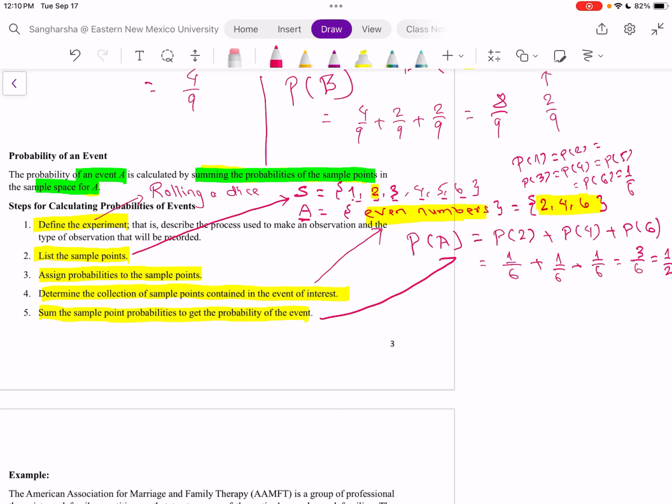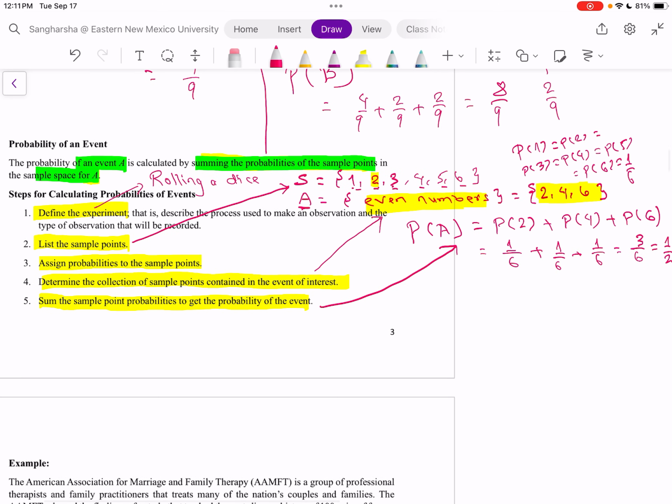So this is what we did here. You define the experiment, you collect your outcomes, you list your sample points, you give the probabilities for each sample point. Next we collect the sample points in the event of interest, and at the end we find the sum of probabilities of the sample points in that event. So these are the basic steps for finding the probability of an event.